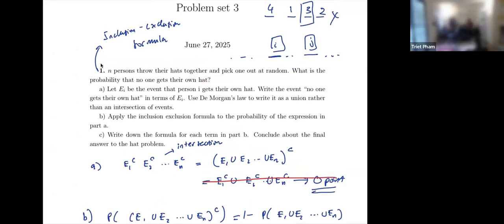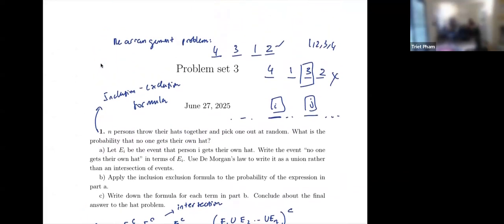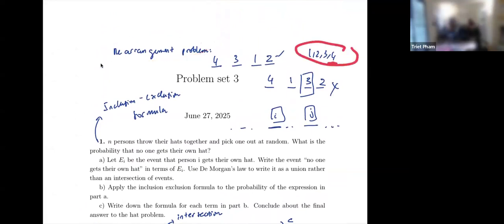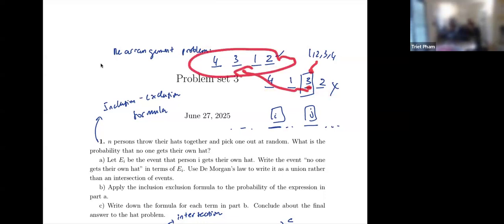And so from the context of counting, this is similar to the so-called rearrangement problem, where you have, let's say, n items here, 4 items. You permute them in a line, and you want to ask for the probability that no items are in the right position. So here is a case where no items are in the right position, while this is a case where number 3 is in its right position. So it's not one of the cases that we want.